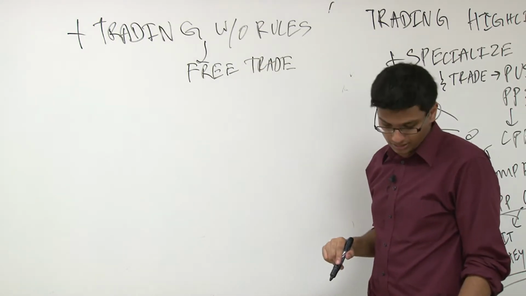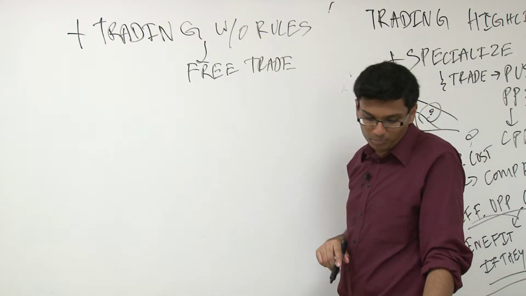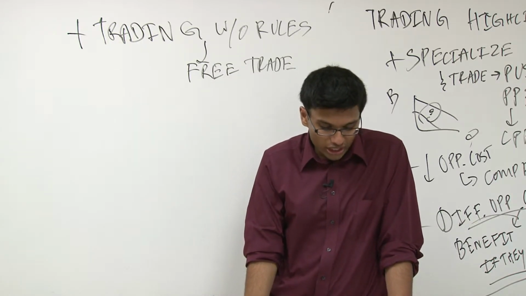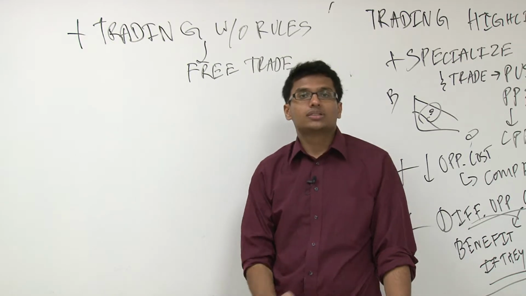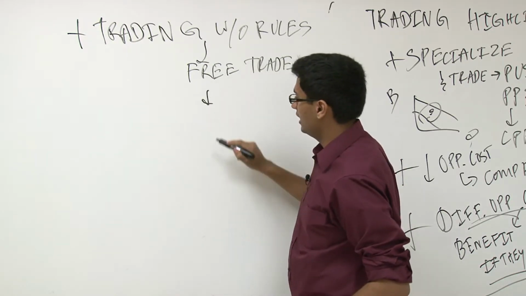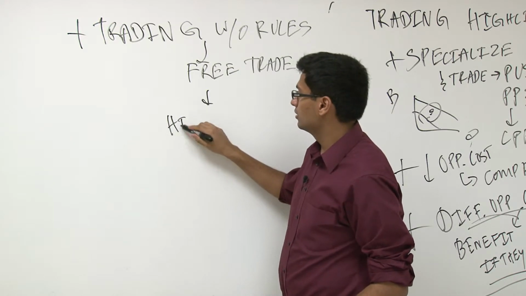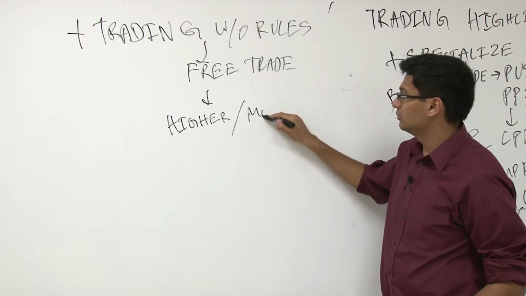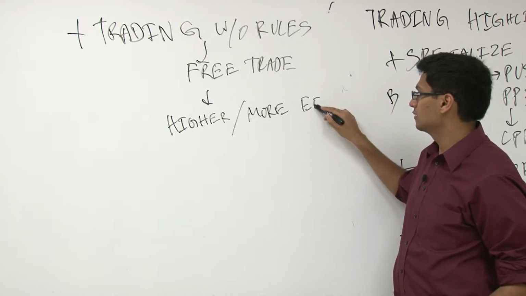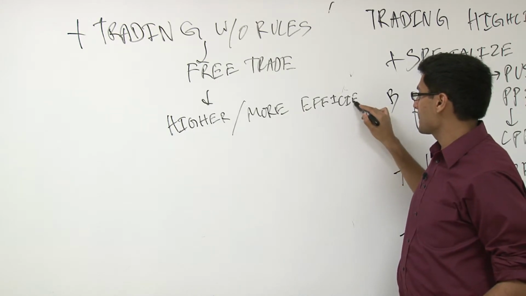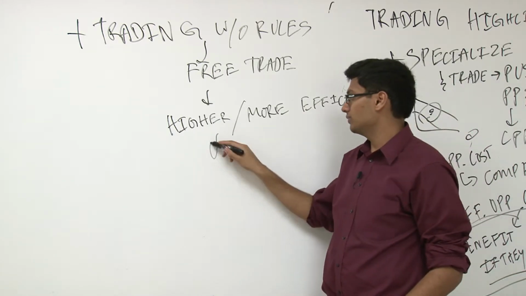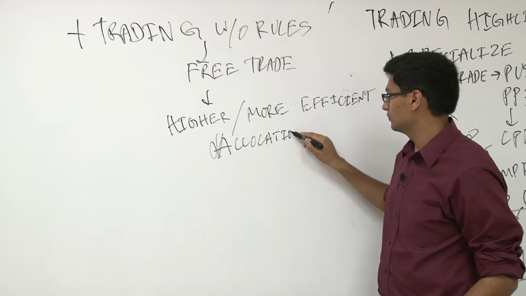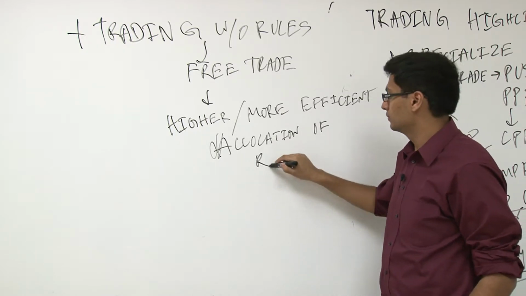Okay. And what does this give us? Well, based on comparative advantage, this allows for a more efficient allocation of resources. Okay? So free trade leads us into a higher, more efficient allocation of resources.